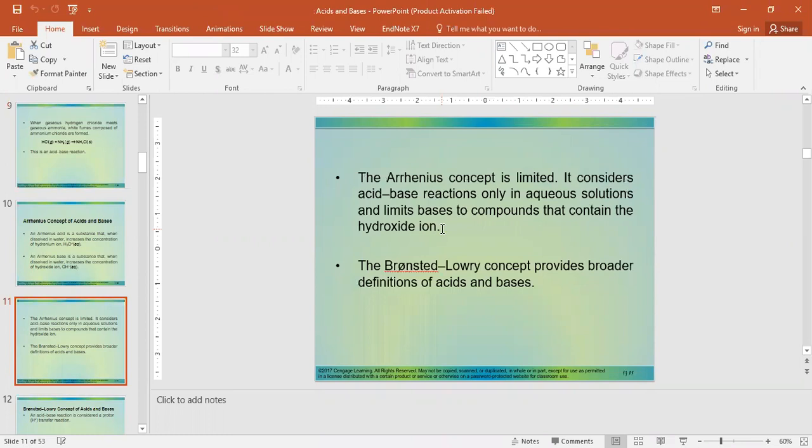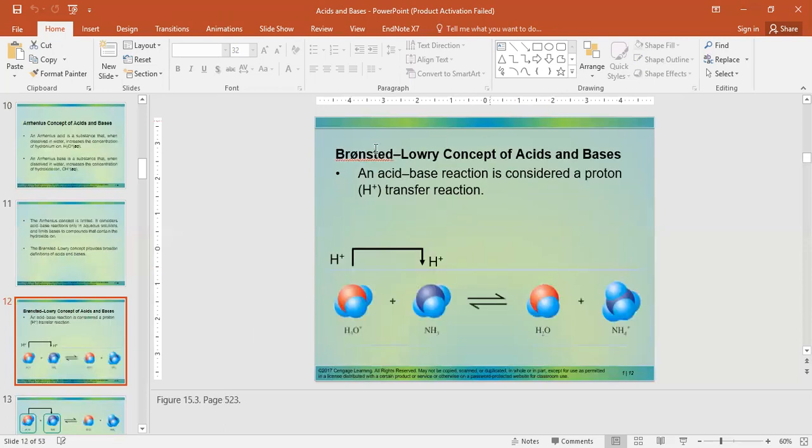So we look at another one, which is the Bronsted-Lowry theory of acids and bases, and this is defined here. When we talk about the Bronsted-Lowry concept, we say that an acid-base reaction is considered a proton transfer reaction, so that one species releases the proton and another species accepts the proton.